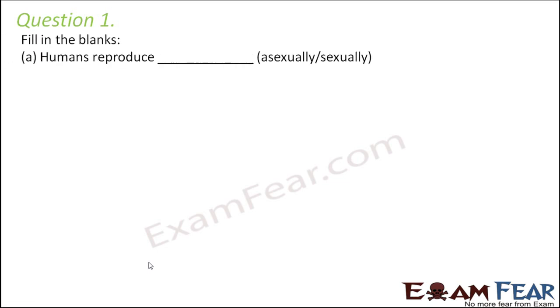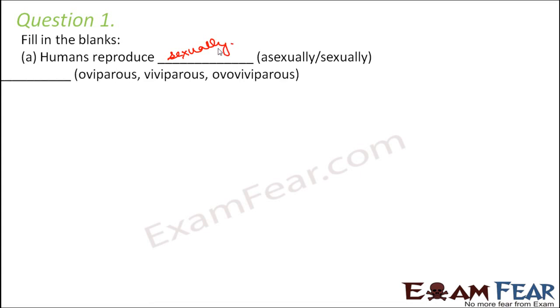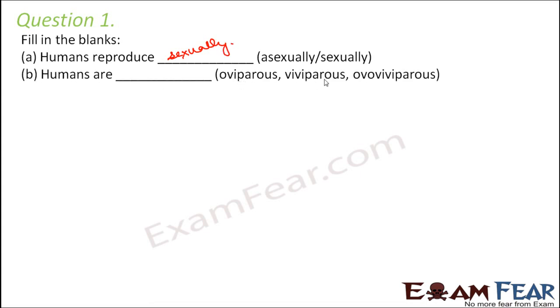Fill in the blanks. Humans reproduce dash. Asexually or sexually. Now, as I already mentioned, sexual reproduction is the only mode of reproduction in human beings. So it is obviously sexually. Humans are oviparous, viviparous, ovoviviparous. What is the meaning of oviparous? Those animals which lay eggs. Viviparous, those animals which directly give birth to young ones. Ovoviviparous, those animals which can lay eggs, they can also give birth to young ones. Now, that's very obvious. It is viviparous because human beings don't lay eggs.